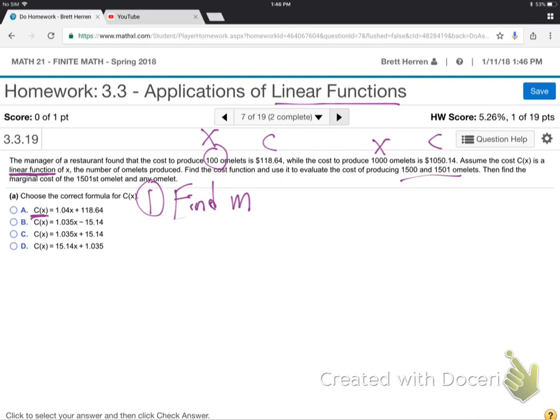Remember how to find the slope? You remember from your algebra days, slope is y2 minus y1 over x2 minus x1. Do you remember that kind of formula? Rise over run, y's over x's from your algebra days for finding slopes.